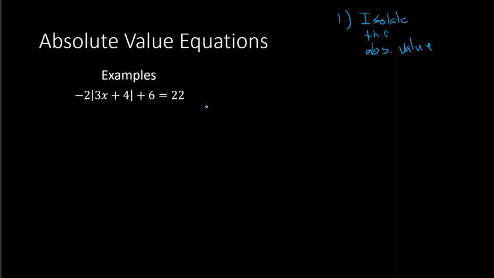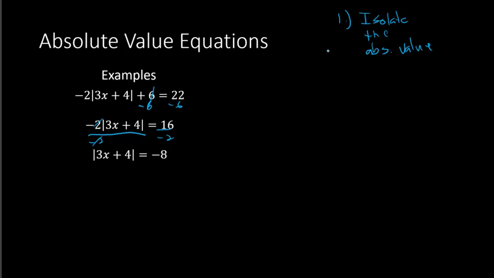So your isolating process is just like with a regular equation, where you have to work in reverse order of operations. So you begin with the addition, and we do that by subtracting 6. So now we have negative 2 times the absolute value of 3x plus 4 equals 16. And then you have to divide by negative 2, because we have negative 2 times this absolute value. So to get rid of that, we would have to divide. So divide both sides by negative 2. We now have the absolute value of 3x plus 4 equals negative 8.